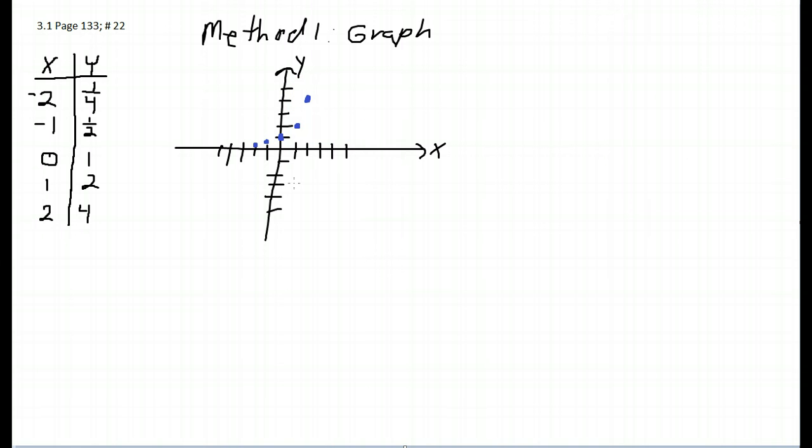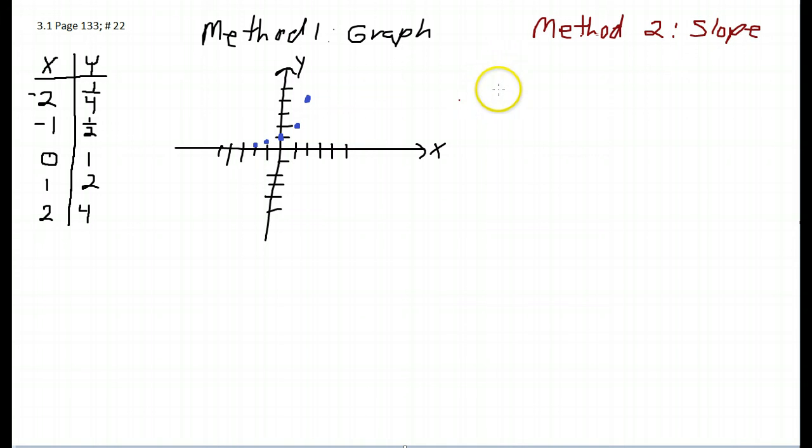Now, in taking a look at this, it does not look linear. Now, since graphing is the least accurate method for determining this, let's just assume maybe we didn't get our grid lines straight. We could use another method. Method 2 is using the slope. So we find the slope for several points. So method 2, slope.